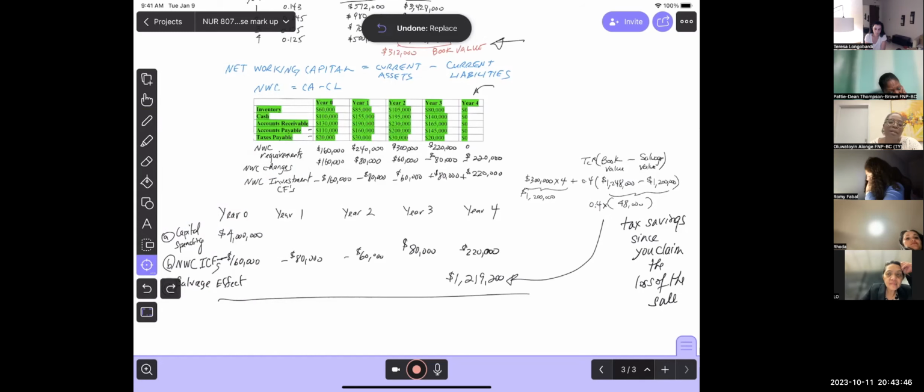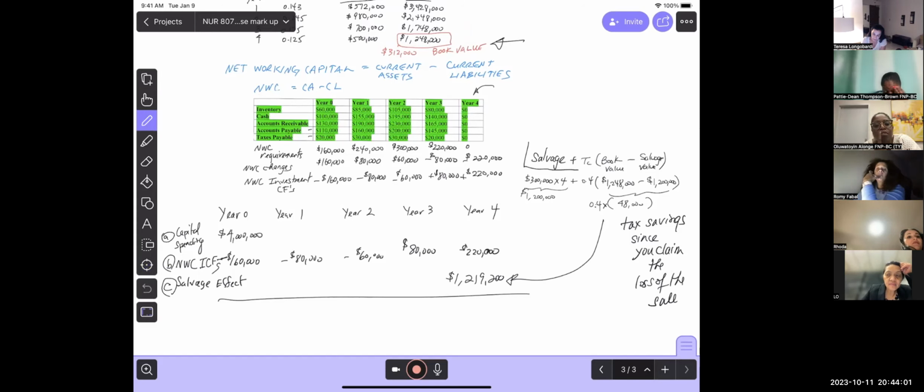Okay, so I have it now. Great. So this equation here is called the salvage effect, or I'm going to call it the salvage effect. And it all happens in the last year.